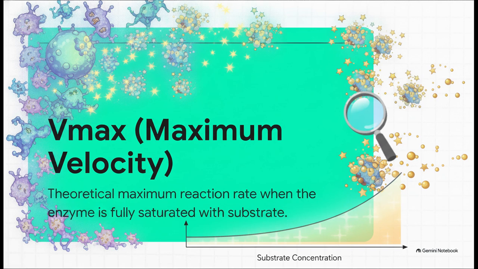The first one is Vmax, or maximum velocity. You can think of this as the absolute theoretical maximum speed of the reaction. Picture an enzyme that is completely, fully saturated with substrate. At this plateau, literally every single available enzyme in your solution is bound up and working at its absolute max capacity. Throwing more substrate in at this point, totally pointless. It won't make it go any faster.